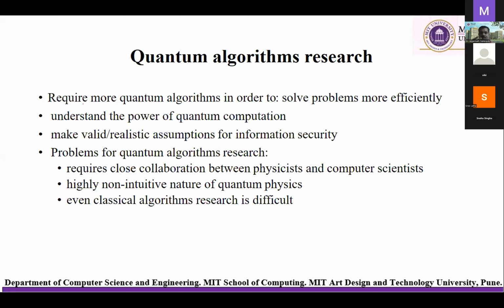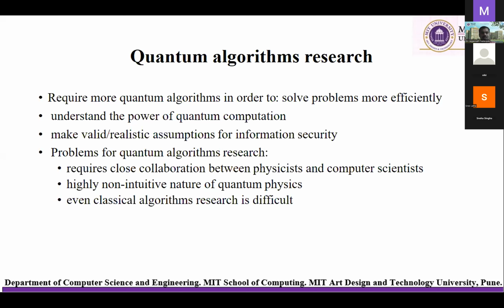Then we have seen another algorithm, that is the Simon algorithm, which we have seen to check a property like 1 to 1 or 2 to 1, whether this type of property exists or not. Then we have seen the Grover algorithm, but these algorithms are limited in the quantum computing field. So in order to solve different problems more efficiently, more algorithms should be there. We need to design and implement more algorithms for solving different types of problems more efficiently.